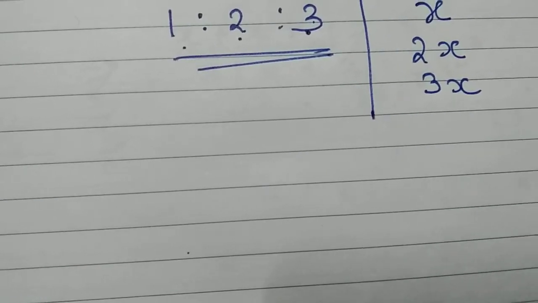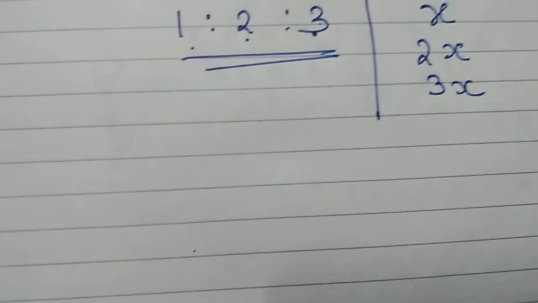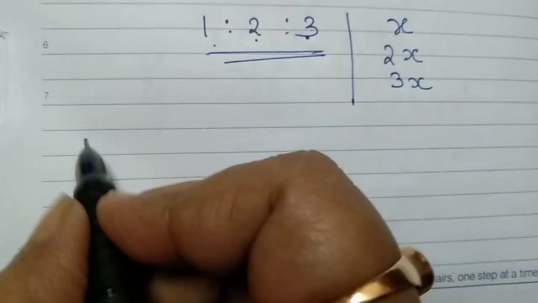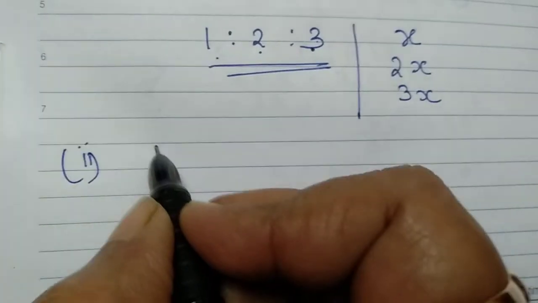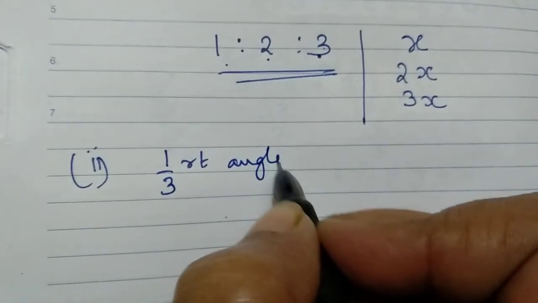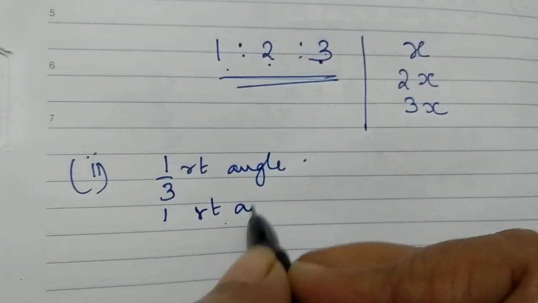Question number 11 also I will just tell you how to do it. Can a triangle have three angles whose measures are, and they have given the angles. That means if you add these angles up, it is 180 degree. Then it can have these measures. For example, if I do the second part, it is 1/3 right angle. It is one right angle.